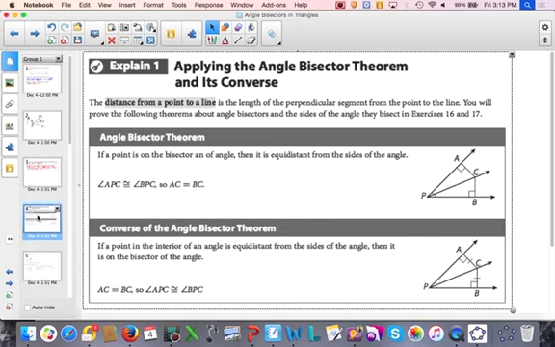And so we're noticing that property here, that since the distance from a point to a line is the length of the perpendicular segment from the point to the line, I'm going to say pretty much exactly what we just finished saying: if a point is on the bisector of an angle, then it is equidistant from the sides of the angle. We have the converse of that angle bisector theorem that says if a point in the interior of an angle is equidistant from the sides of the angle, then it is on the bisector of the angle.